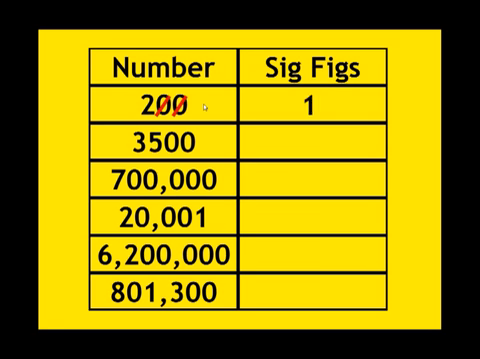So 200 has 1 sig fig. 3,500 has 2 sig figs. 700,000 has only 1 sig fig.